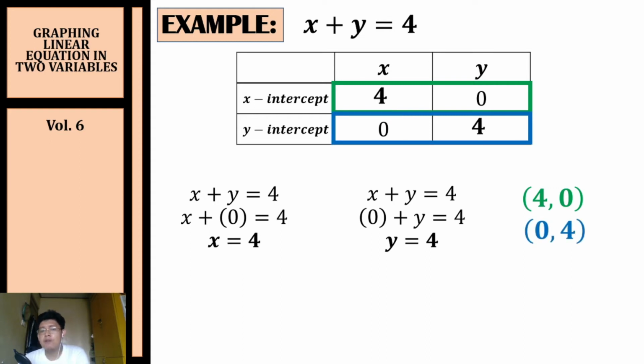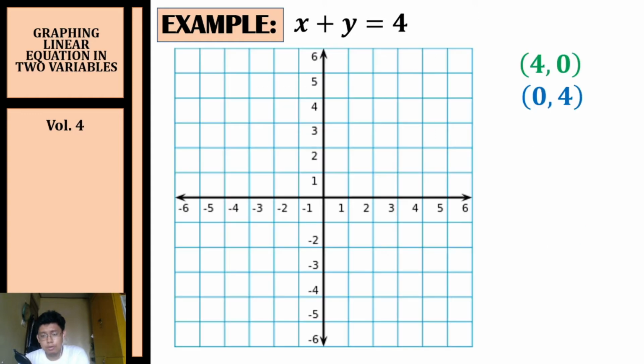Now that we have our x-intercept and y-intercept, it is time for us to plot them in our rectangular coordinate system. We will plot (4, 0). It is located along the x-axis. Then we plot (0, 4), which is located along the y-axis. Then let's connect them. This will be the graph of our equation x plus y is equal to 4.